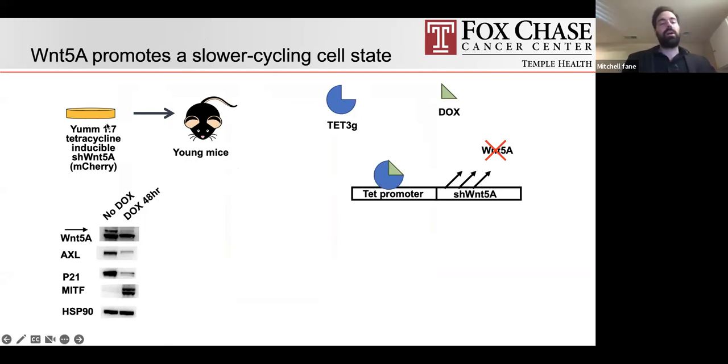What we did is we got our young 1.7 cells and we put this tetracycline inducible shWnt5a construct in it and formed primary tumors in our young mice. How this construct works is that we treat with doxycycline, it induces this TRE promoter to induce expression of the short hairpin Wnt5a, and it knocks down Wnt5a expression, as you can see here. And when we knock down Wnt5a, you can see we get a decrease in some of these dormancy markers like AXL and P21, and an increase in the proliferative marker MITF.